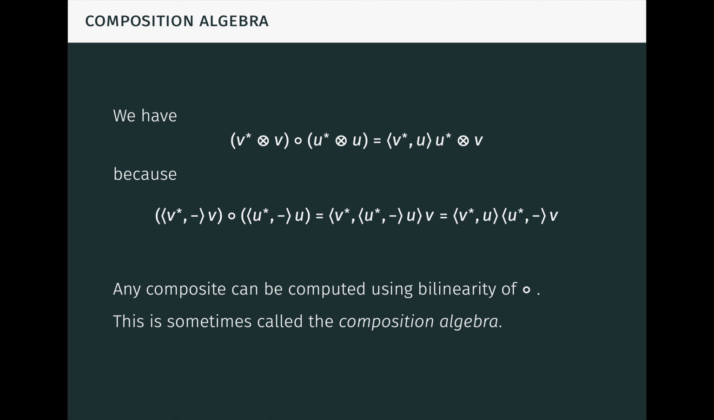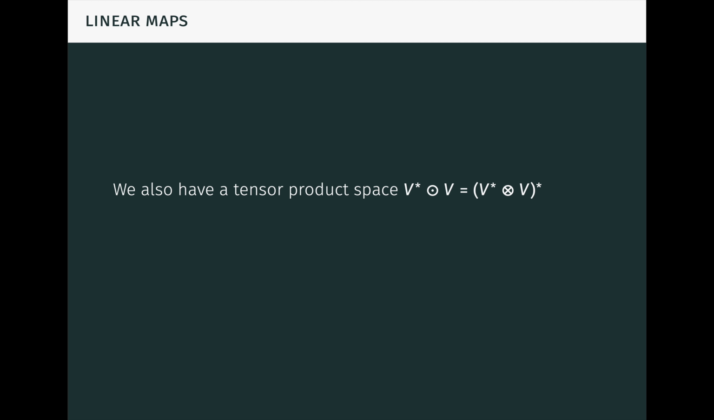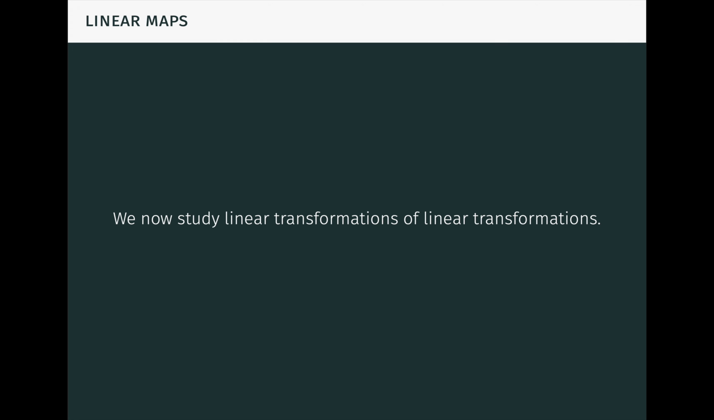However, it's important to remember that this is just one definition of the tensor product for V star and V. We saw in a prior video that we can also take a tensor product space for V star and V to be the space of linear forms on V star tensor V, with the scalar product of decomposables defined like this. We also make use of this tensor product in this video. We write it with a dot instead of a cross to visually distinguish it, but we still use the word tensor. Now, in order to tackle the Skolem-Noether theorem, we need to study linear transformations of linear transformations.